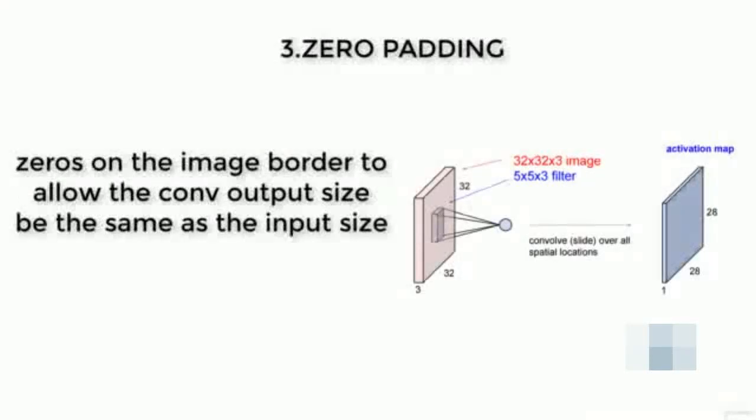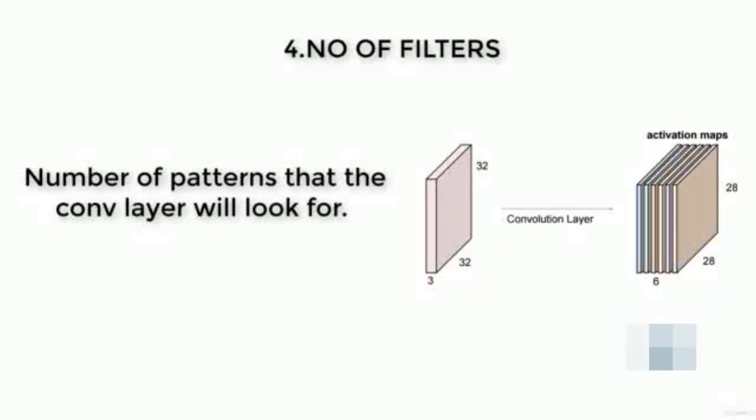The next is zero padding. It is the number of zeros added to an image. We put zeros on the image border to allow the convolution output size to be the same as the input size. The next is number of filters. It represents the number of patterns that the convolution layer will look for.